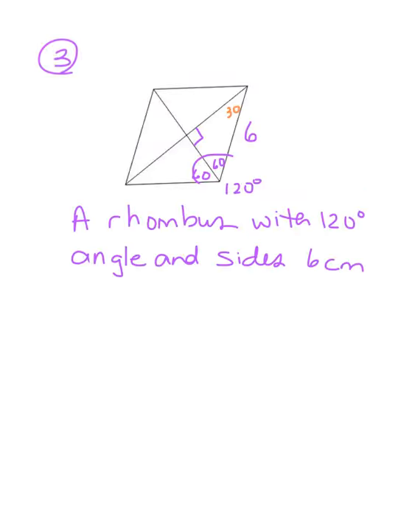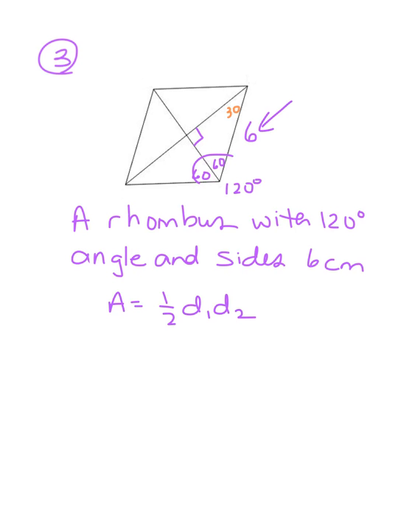In our last example for today, we're going to look at a rhombus. So remember, the area is equal to 1/2 times diagonal 1 times diagonal 2. So if I look at what I'm given, it says a rhombus with a 120-degree angle and sides with 6 centimeters. Now the rhombus has 4 congruent sides, so I have the outside there marked as 6.